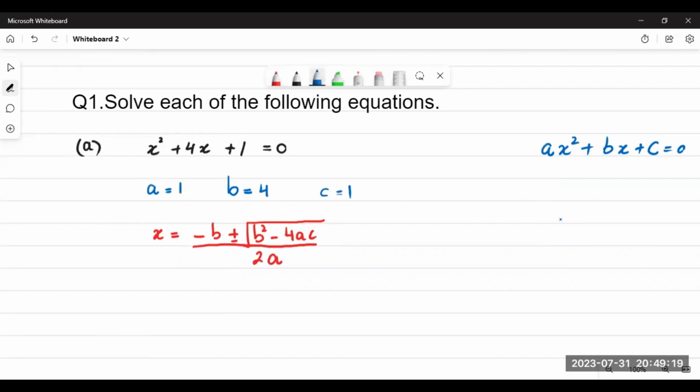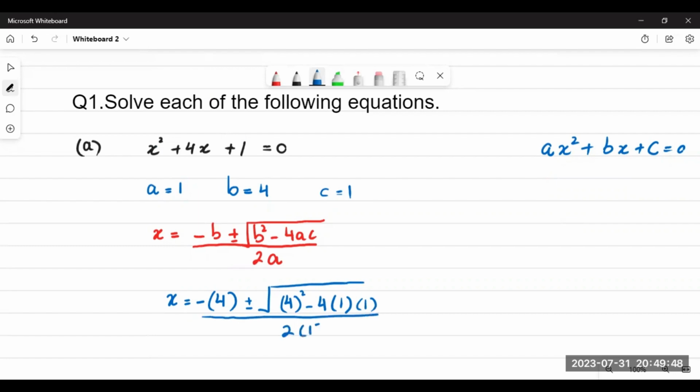Substitute the values over here. So x is equal to, this negative sign will be the same, as the b value is 4. Whenever you are substituting the values, please substitute in brackets. This square root sign will be there, then b square, so as the b value is 4, its square will be there. Minus 4, the a value is 1 and the c value is also 1, divided by 2 times a, which is 1.